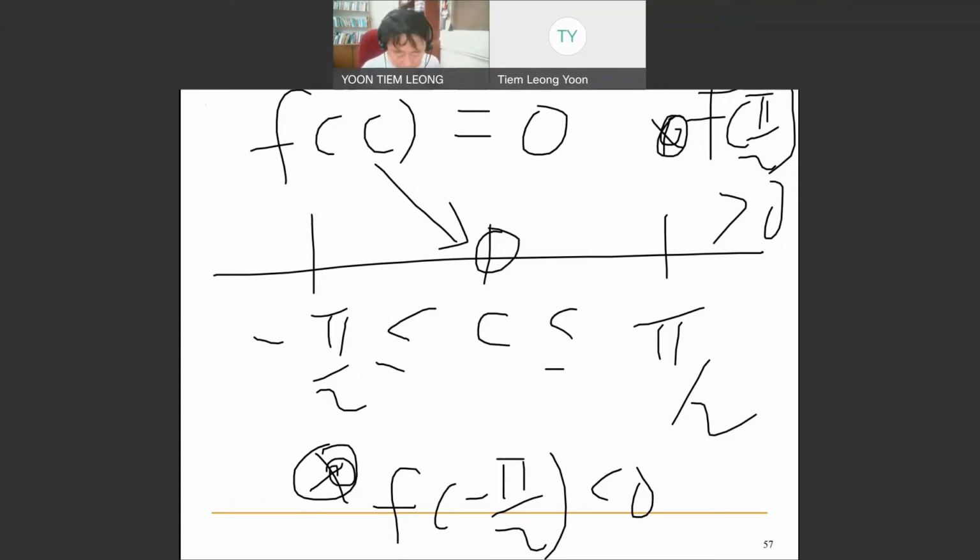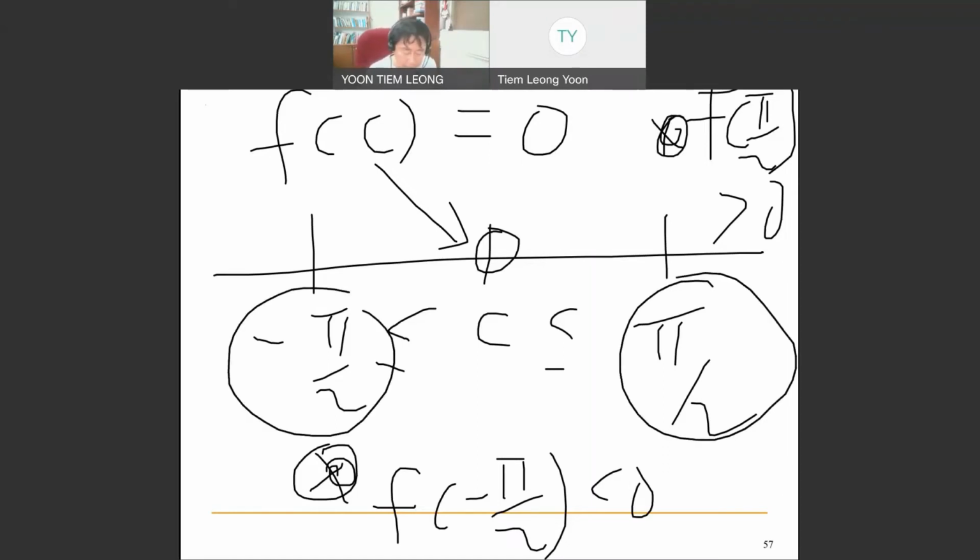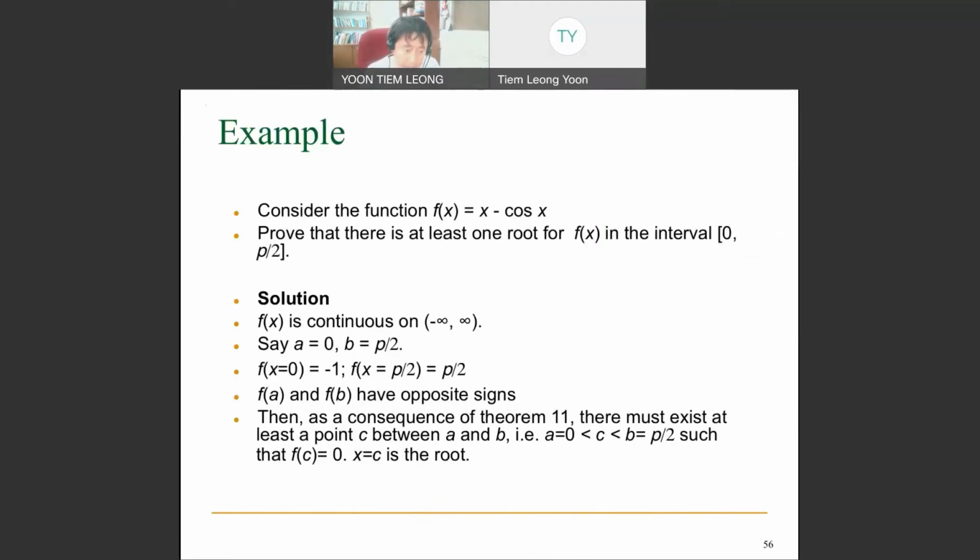To be more correct, this theorem only says that there exists at least one value of c between minus pi over 2 and pi over 2 where a root is in existence. So in actual fact, for this kind of function, you may have more than one root in general. So to know how many roots there actually are is beyond the guarantee of the theorem. The theorem only guarantees the existence of at least one root between the two endpoints that you choose.